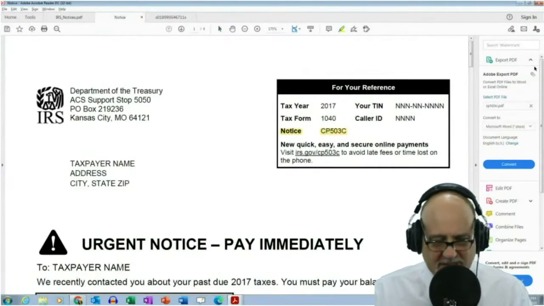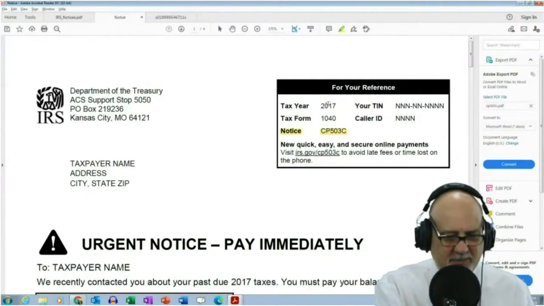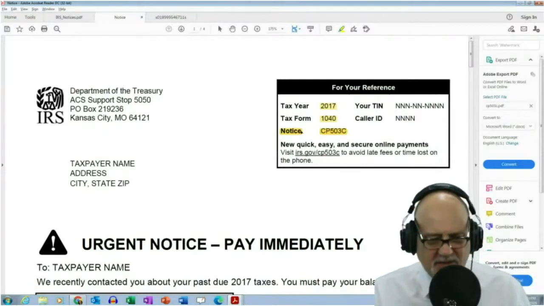This is the CP 503. I have this highlighted up on top here. I'm going to highlight it again up here. You can see it. This is where you'll see where the notice is. Notice CP 503, it's right up here at the top. And this is what tells you what notice it is.